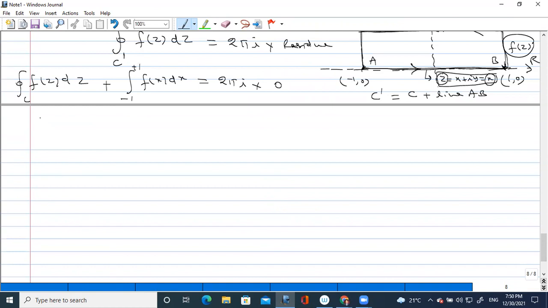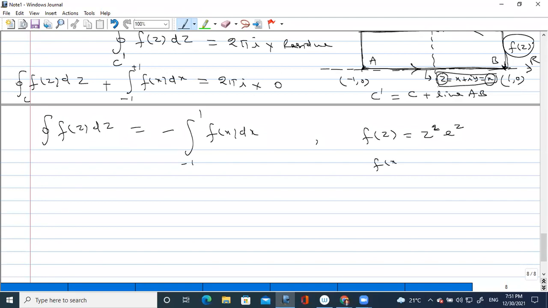See here. Because this is my original, what I want, integral of f(z) dz will be equal to, because this side is zero, minus of integral from minus 1 to 1 of f(x) dx. And what is f(x) dx? Because my f(z) is z square e^z, so f(x) will be just in place of z, put x. So that will be x square e to the power x. So just put it here and integrate. That will be from minus 1 to 1, x square.